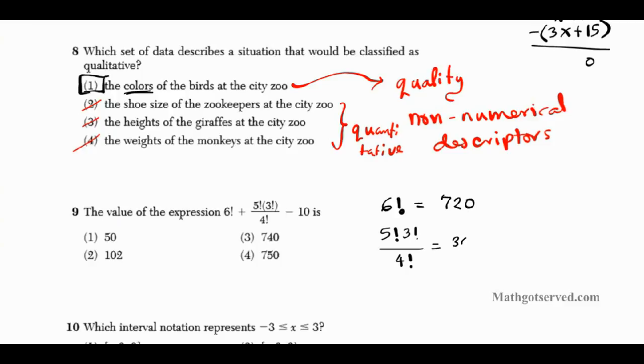Okay, so what are we computing now? We're going to find 6 factorial is 720 plus 5 factorial times 3 factorial over 4 factorial is 30 minus 10. We can even do this mentally, right? 720 plus 30 minus 10, your answer is 740. And we can clearly see that option 3 is our correct answer here. Okay? All right, let's move on to question number 10.